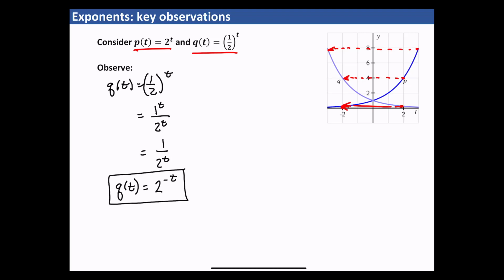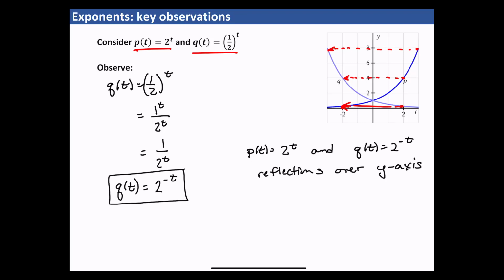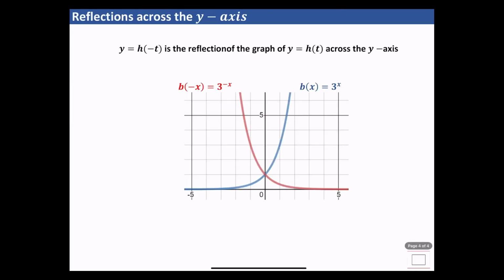Therefore, we can say that the graphs of p of t equals 2 to the power of t and q of t equals 2 to the power of negative t are reflections of one another in the y-axis. In fact, this can be generalized to all functions. It is always true that y equals h of negative t is the reflection of y equals h of t across the y-axis. We see this verified below.